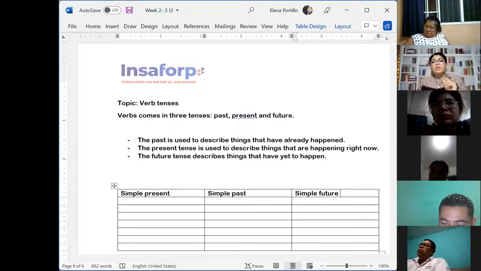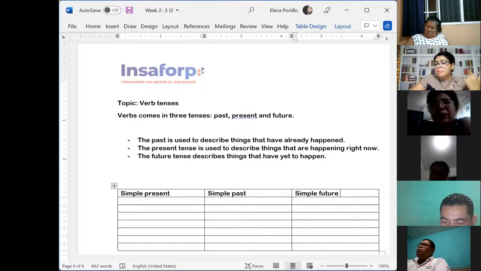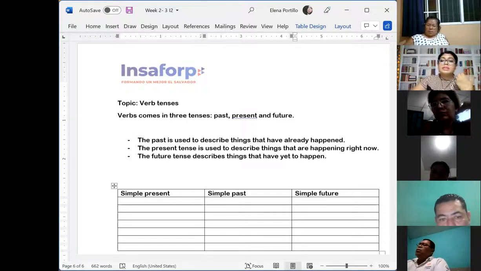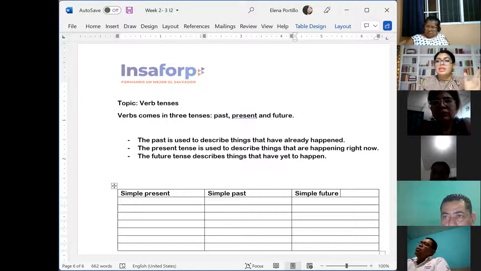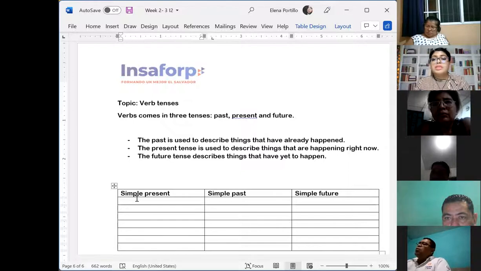In this case, we are not going to use the past perfect, the past continuous, the past perfect continuous, or the present perfect, the present continuous, or present perfect continuous, and all of that. In this table, we are going just to have the simple present, simple past, and simple future. Those are the easy ones, because we already studied that. Then we are going to develop the other tenses that each of these main tenses have.